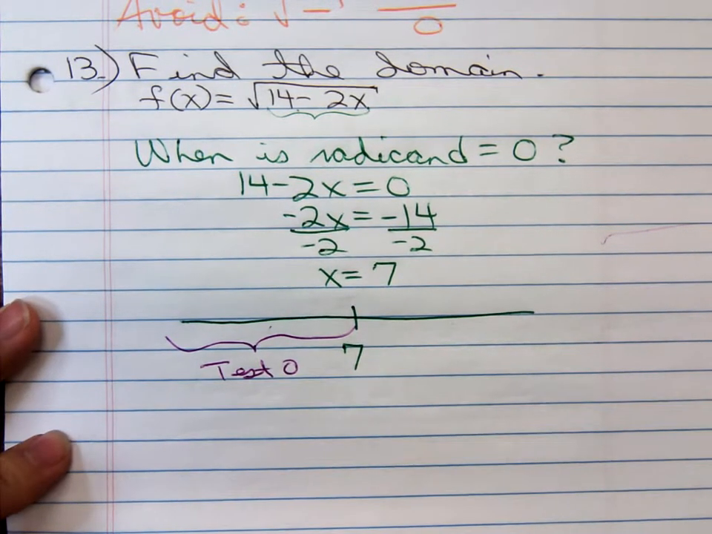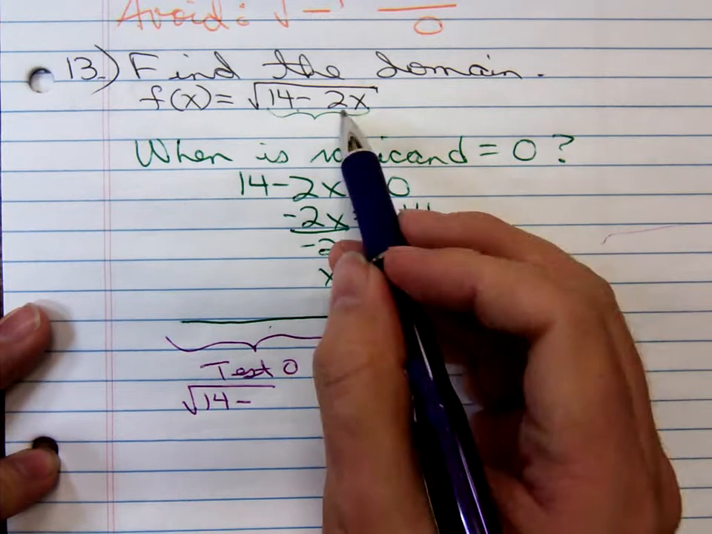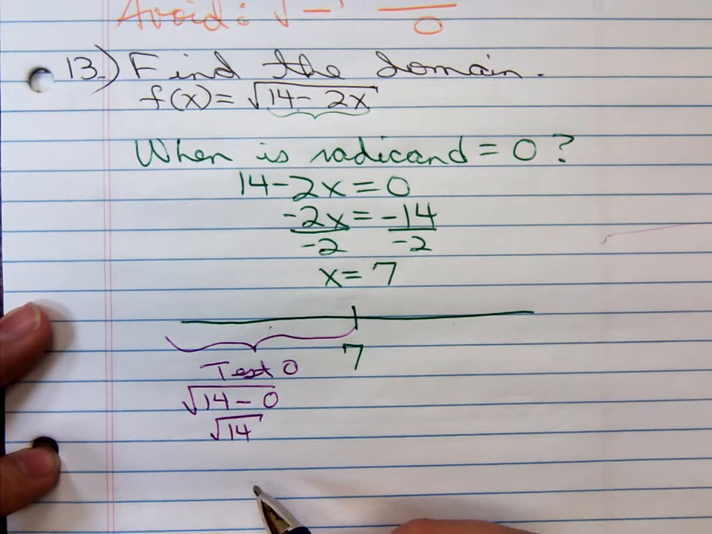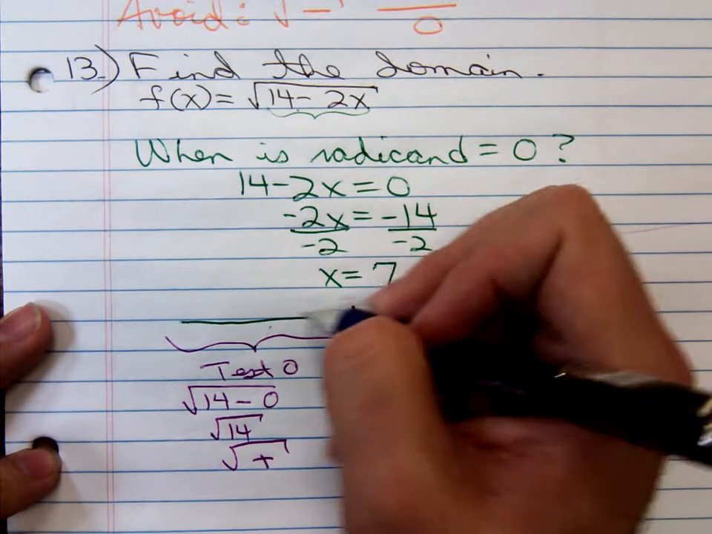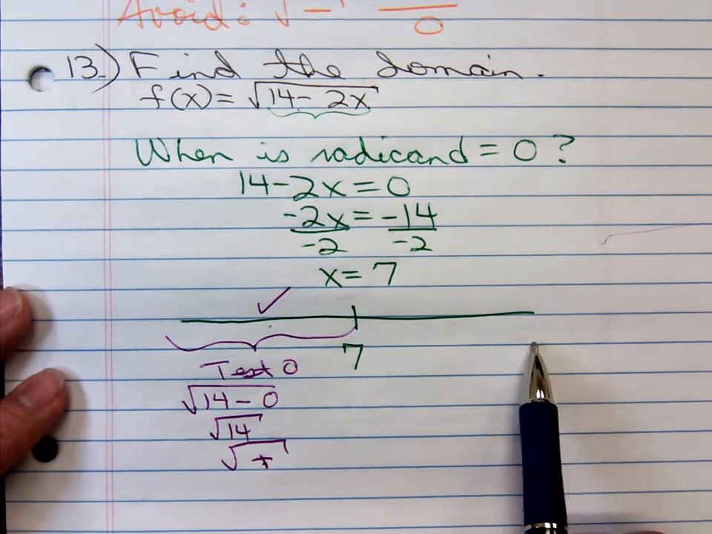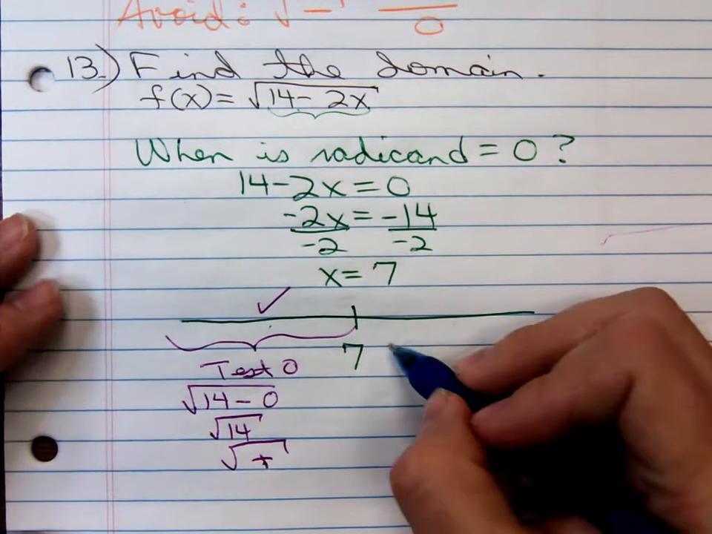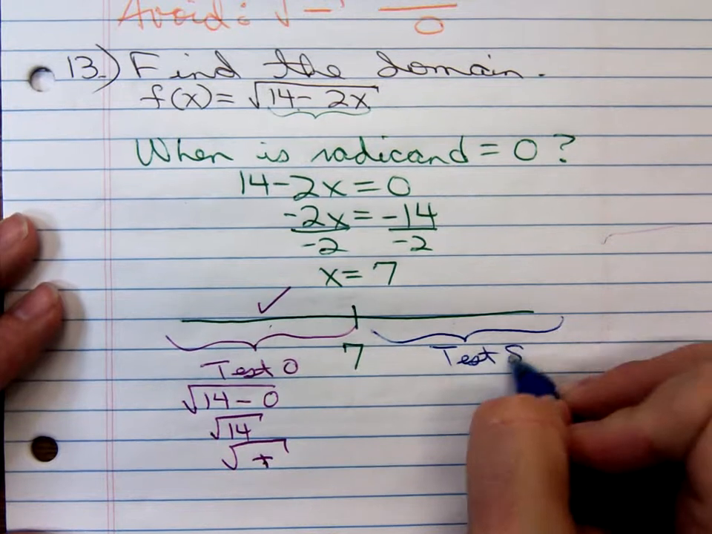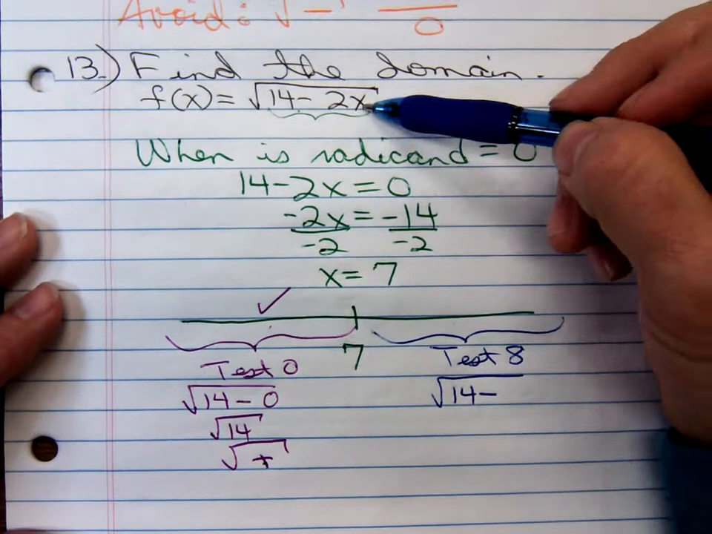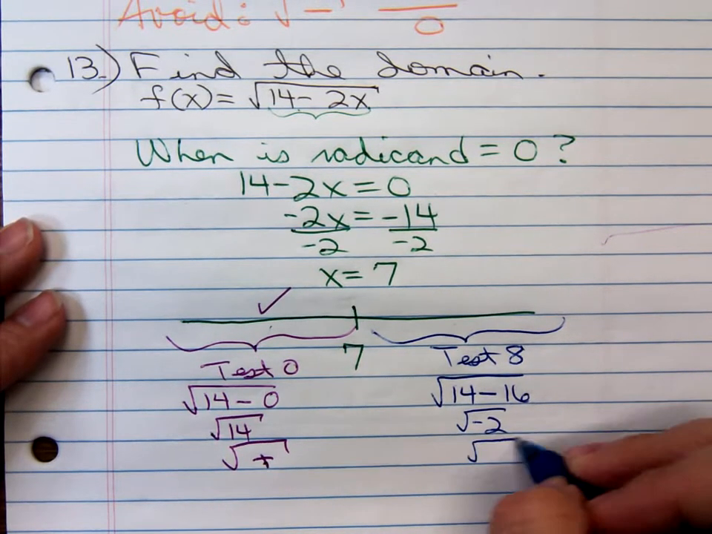If I plug in 0, I get the square root of 14 minus 2 times 0, which is 0. That's the square root of 14. Is that imaginary? No, that's the square root of a positive number. So this side is okay. That's producing real numbers. Now suppose you had chosen the side over to the right of 7. Suppose you had chosen 8. Plug in the 8. That's the square root of 14 minus 2 times 8, which is 16. That's the square root of negative 2. Is that a real number? No, that's the square root of a negative. This is the imaginary side. That's the side you don't want.